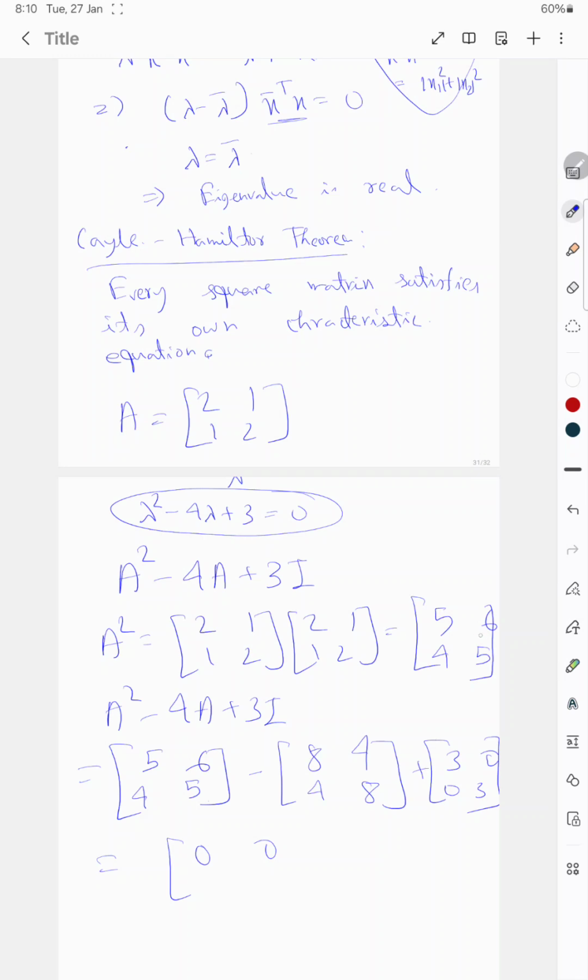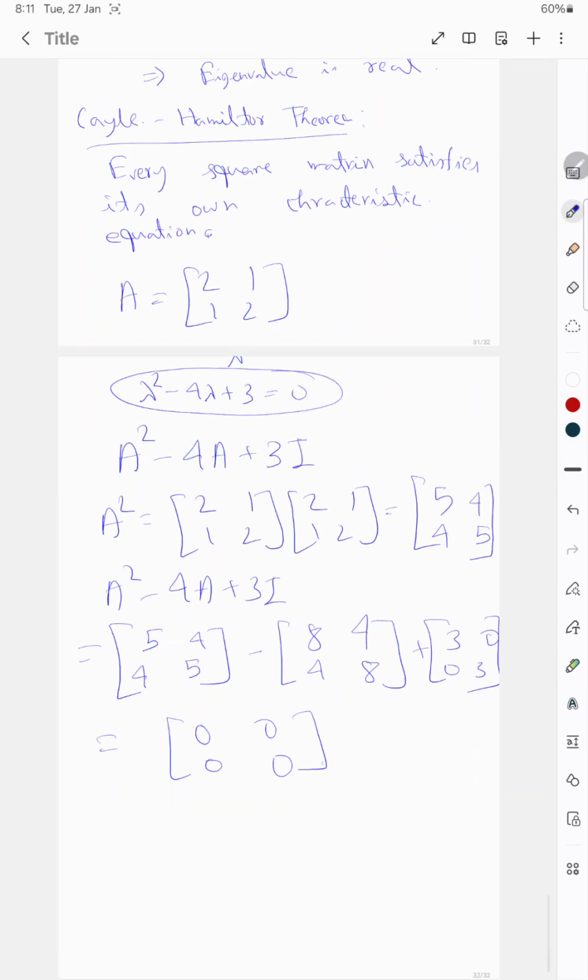Maybe I am finding this element wrong, because always you have to get the same answer, it should be 0. So 5 is fine, this is also fine, but here you are not getting 0. Why? This should be 4, yes, this is 4, sorry. So you get 0 0 0 0. So you see you are getting this. So the Cayley Hamilton theorem says this.